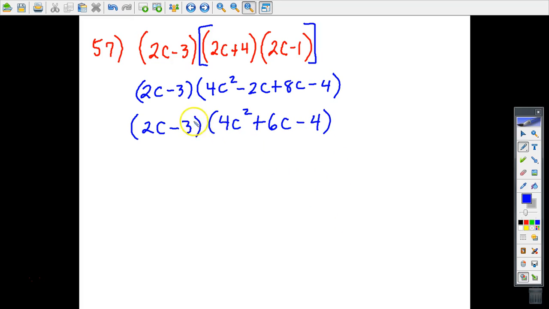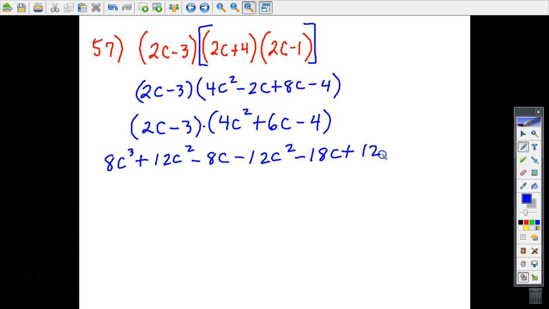Well, now we're back to that same process of multiplying a binomial times a trinomial. So distribute 2c to each one of these: 8c to the third plus 12c squared minus 8c. Now just continue distributing negative 3 to each of them. Negative 3 times 4c squared, negative 3 times 6c, and negative 3 times negative 4.